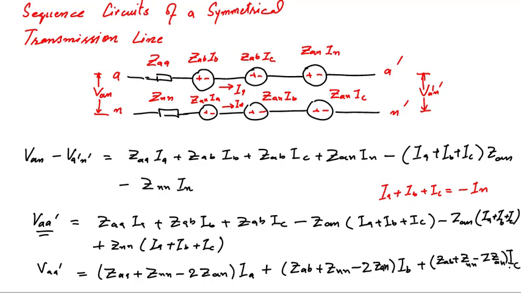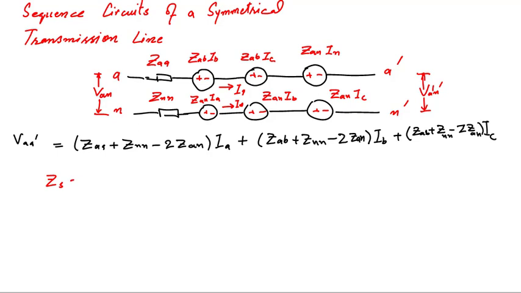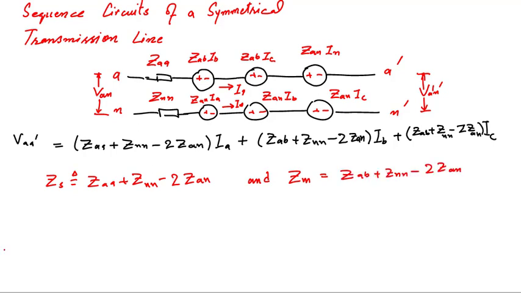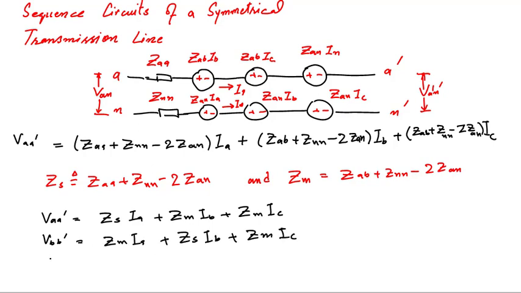Here we can simplify this equation by making a few definitions. Let's do those definitions. Zs as the self impedance by definition, and Zm as the mutual impedance, so that will make the above equation much simpler. And in this way we can write the three equations. VAA prime is equal to Zs IA plus Zm IB plus Zm IC. Similarly, VBB prime can be written, and similarly VCC prime can be written.